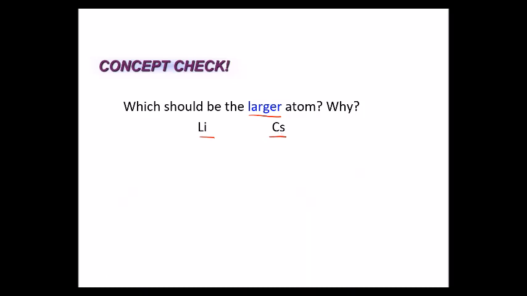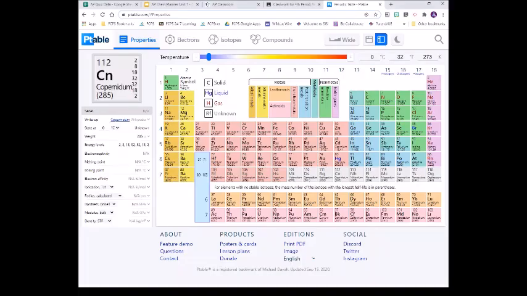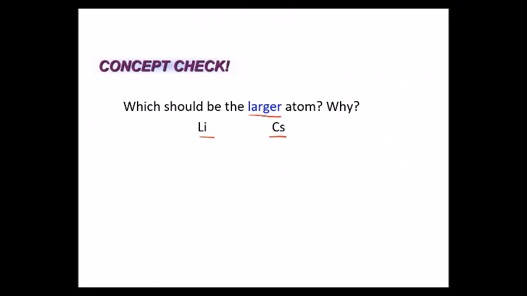Which would be the larger atom, lithium or cesium? Once again, looking here at our periodic table, we need to locate these elements. Where are they found? Where do we see them? Group 1, right. So lithium right here. Going down the group, we see cesium. And that's going to tell us which one is the larger atom. Correct, the cesium.